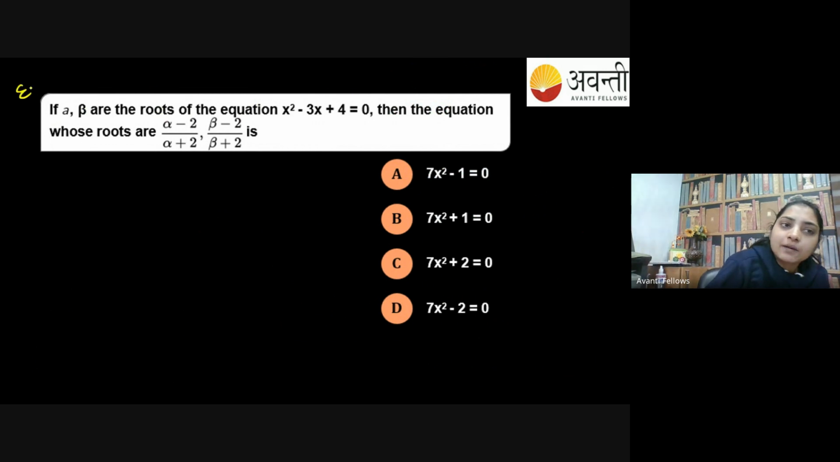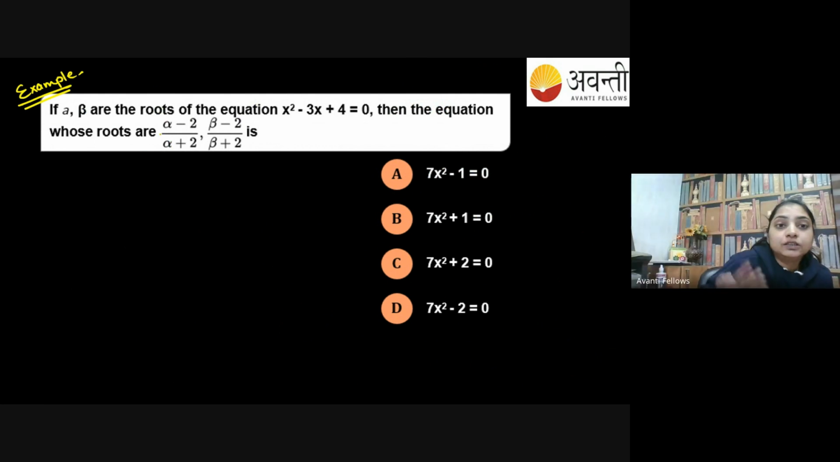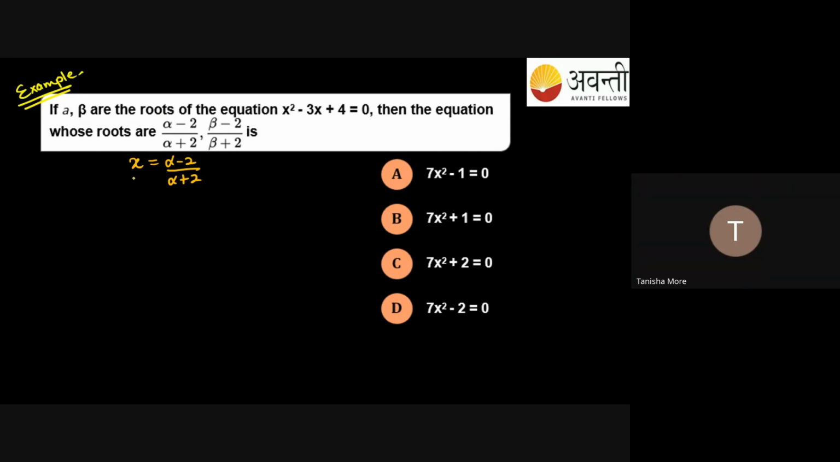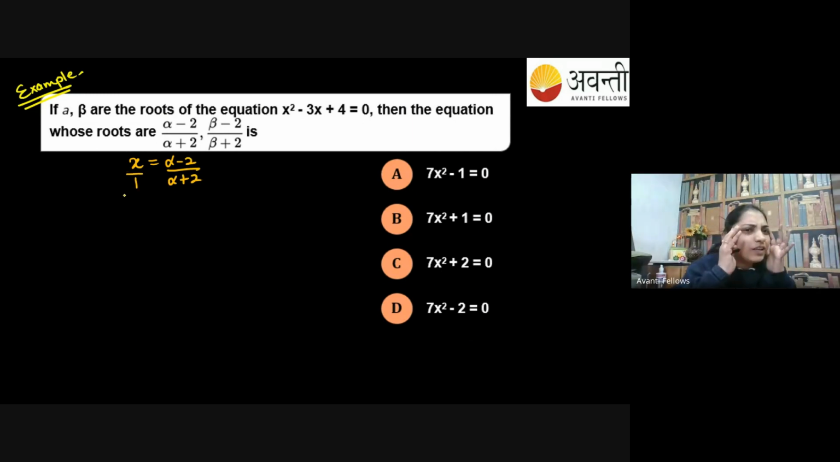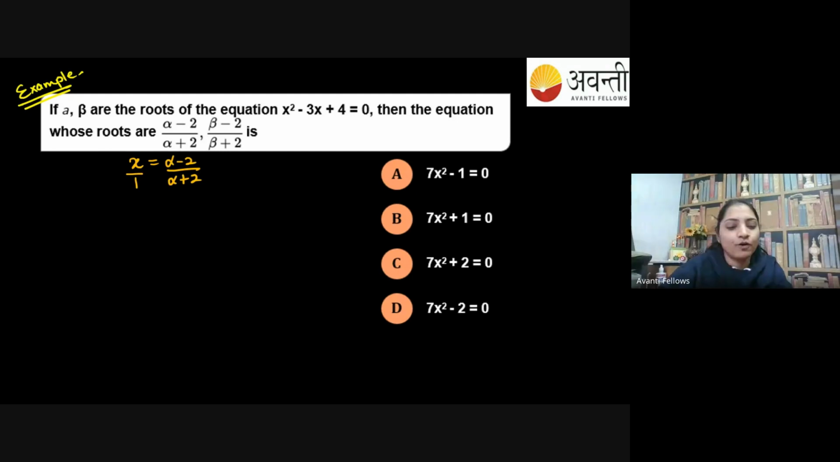Now a very first example for you on how to implement transformation in this. Look, what we learned in the last slide: we will put x equals alpha minus 2 divided by alpha plus 2. How many of you remember that in trigonometry I taught you one shortcut? When the same thing is added to or subtracted from the numerator and denominator, what do I need to implement? Componendo and dividendo. So when we know that, we just apply C and D.